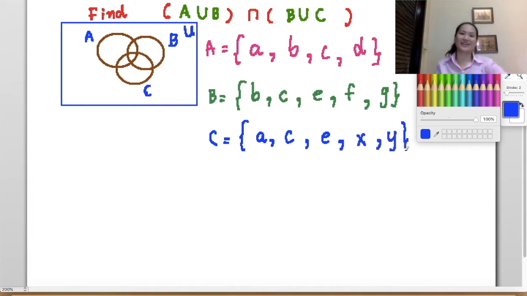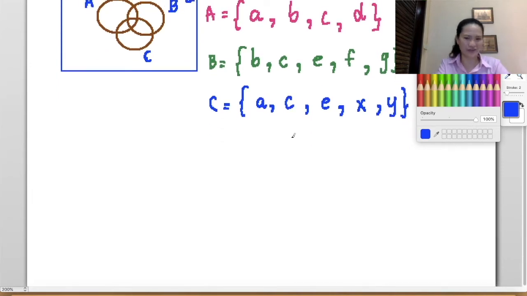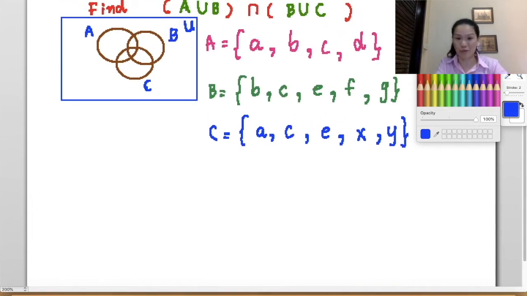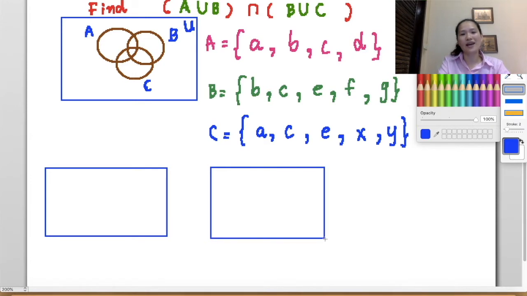Next, look again. You have to read the question twice. They want you to find out A union B intersect with set B union C. Why don't we try to do something interesting? We're going to write out the model first. I write out the model, A union B here, and then intersect with B union C here, and then you're going to get the answer here.